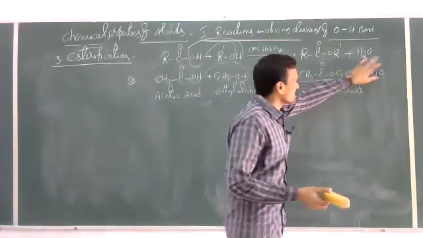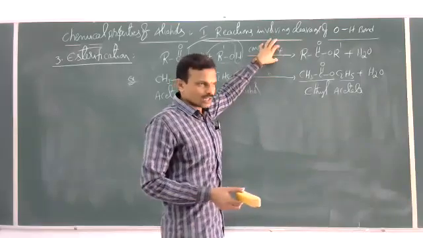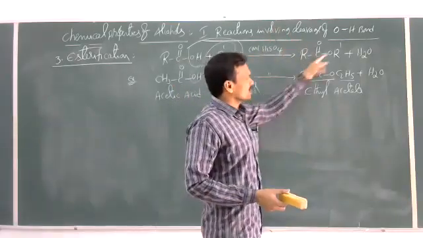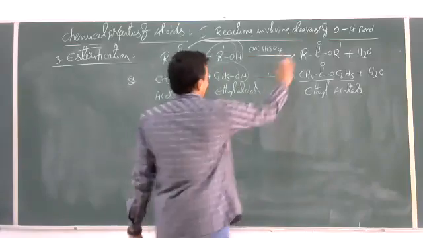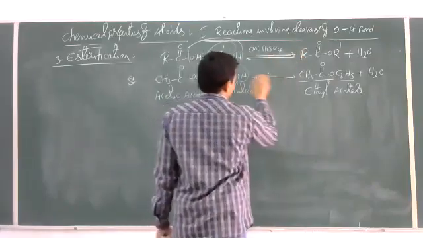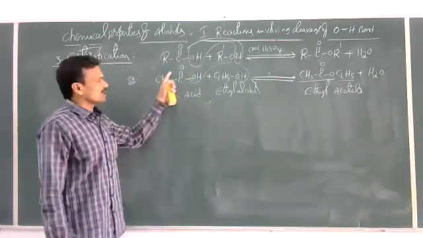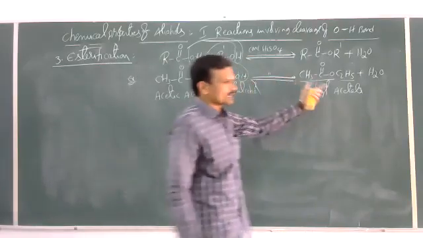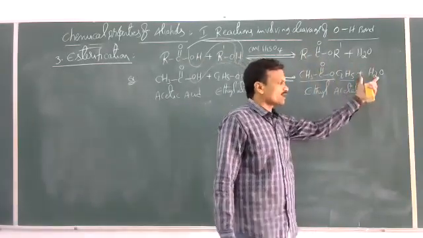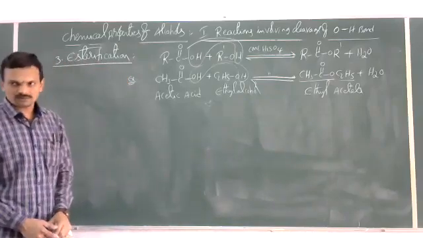The water formed here combines with H2SO4. Otherwise the ester formed here undergoes hydrolysis. Actually this is a reversible reaction. Forward reaction as well as backward reaction, both are possible. Alcohol reacts with acid to form ester and water. Again this ester can undergo hydrolysis to give back alcohol and acid. It is a reversible reaction.